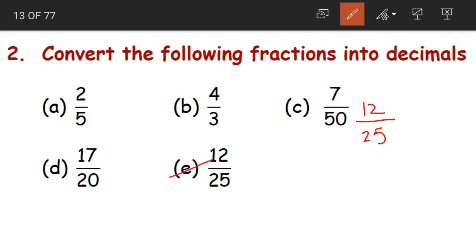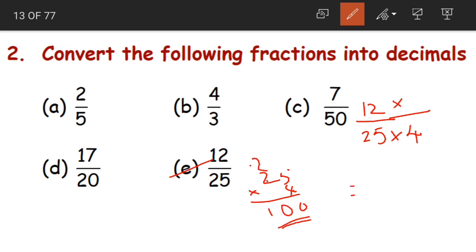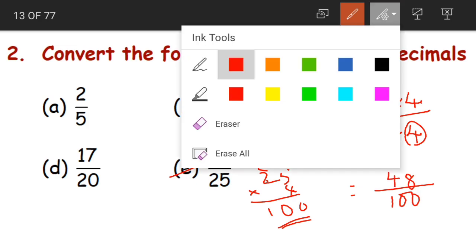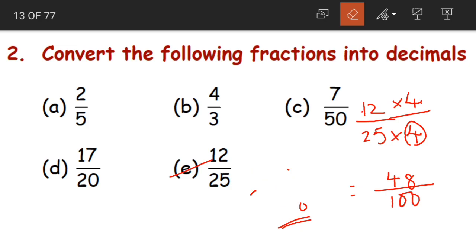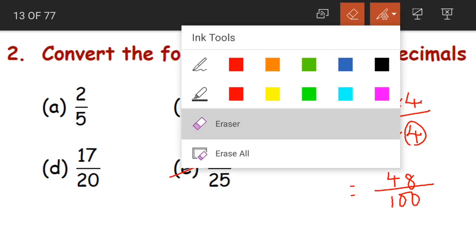The next question, 12 by 25. Again here the denominator is neither 10, 100 or 1000. But if we multiply 25 by 4, what will we get? 4 5s are 20, 4 2s are 8, 9, 10. 100. Yes, when we multiply 25 by 4, the answer will be 100. Now as we have multiplied the denominator with 4, we'll multiply the numerator as well. 12 into 4, 48. So 48 by 100 is our fraction now, which has 100 as the denominator.